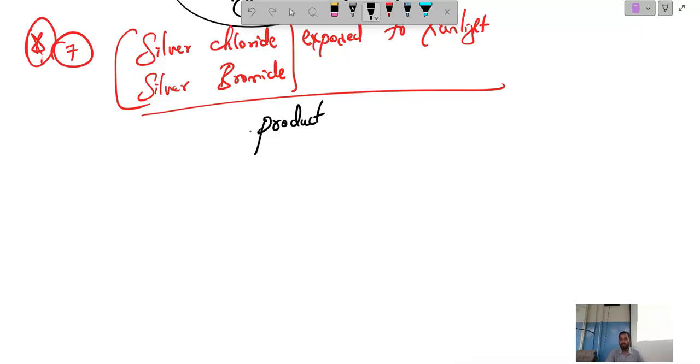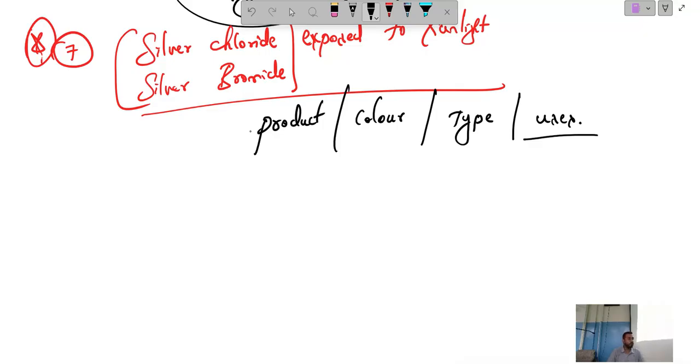and they may ask you to write the color of the product. They may ask you to write the type of reaction, and they may ask you to write the uses of this product, of this reaction. So what is the use of this reaction? Where are we using this reaction? Black and white photography. Remember? Yes. So they may ask you to write the use of this reaction. Is this clear? So this is another possible question.